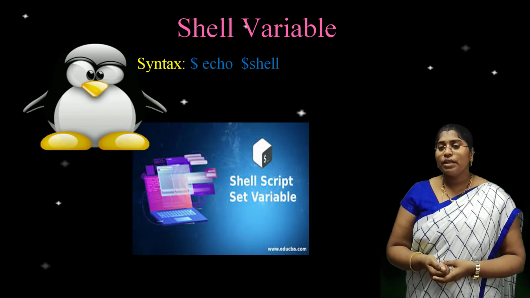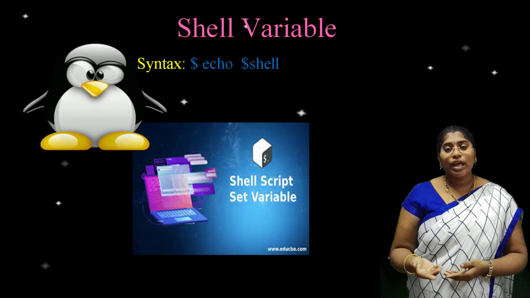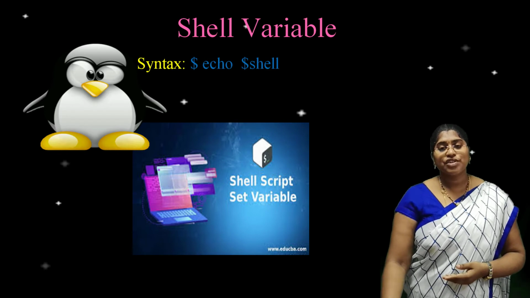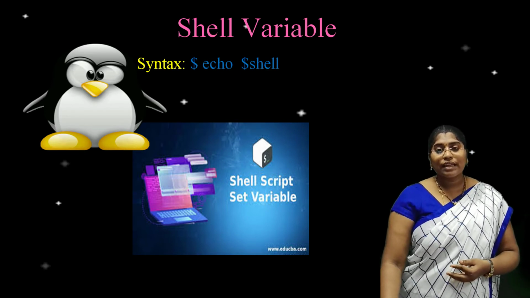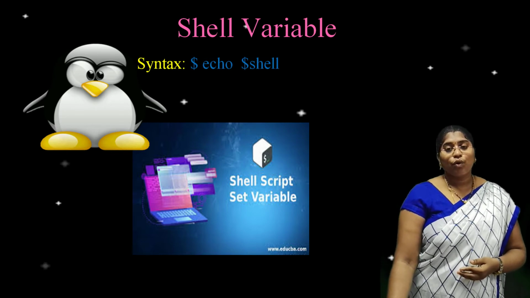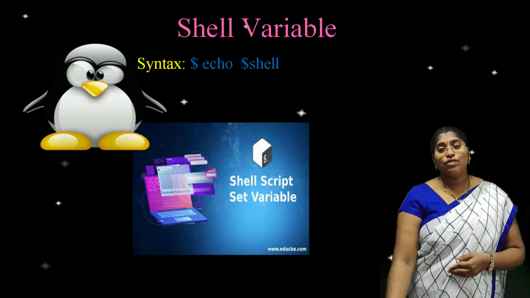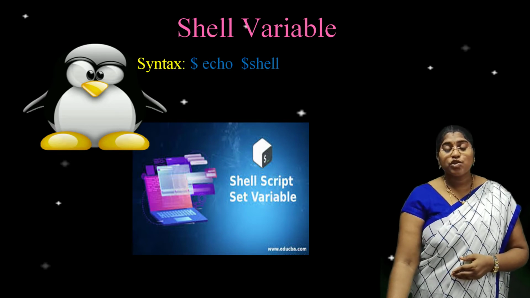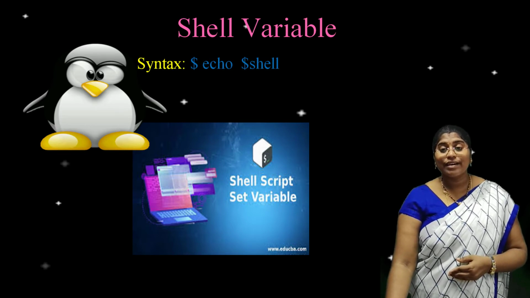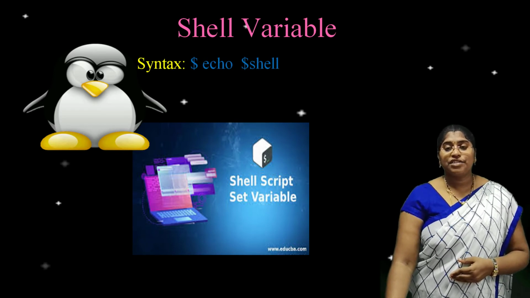So what is the shell variable? It contains the name of the user shell in the form of an absolute path name. Let's see the syntax of the shell variable, how the user can get the current working shell. By using the $echo space $SHELL command, the user can get the current working shell. The value of SHELL can be known by $echo $SHELL. After executing this command, the user can see the shell they are currently working in.